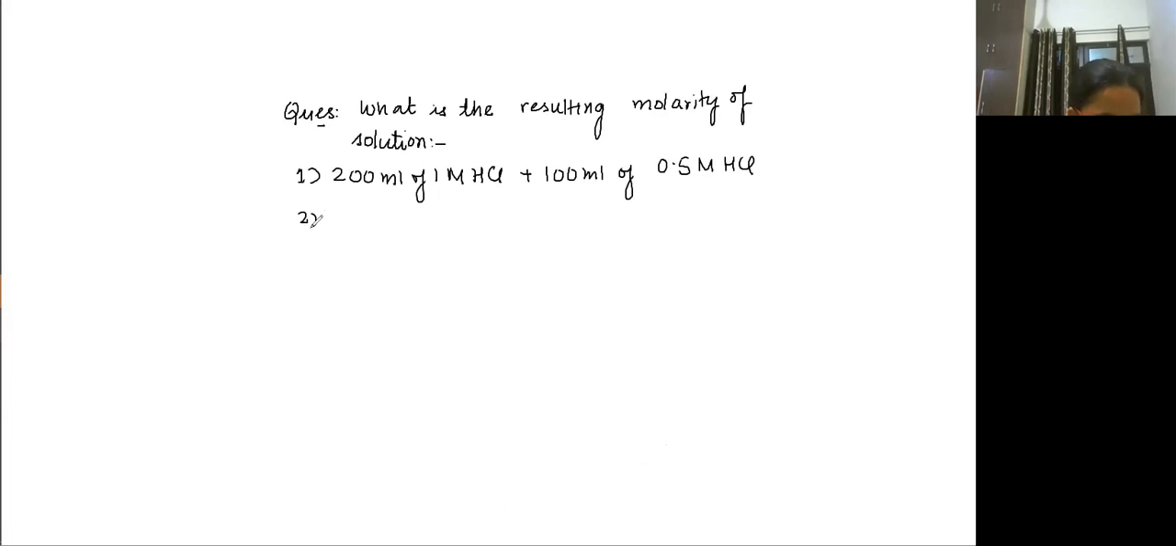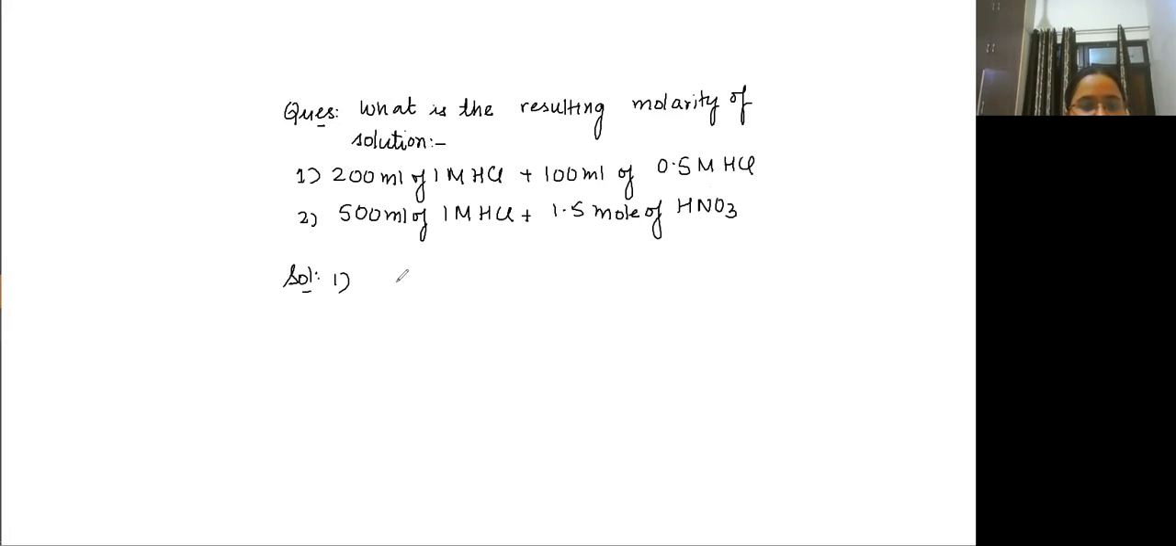Second part: 500 ml of 1 molar HCl plus 1.5 moles of HNO3. How will you do this?